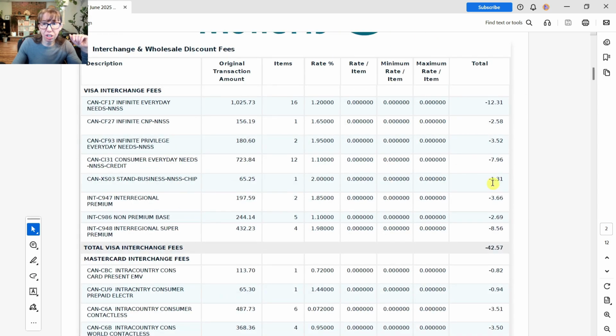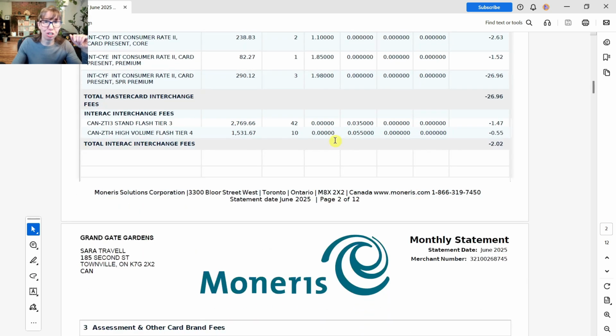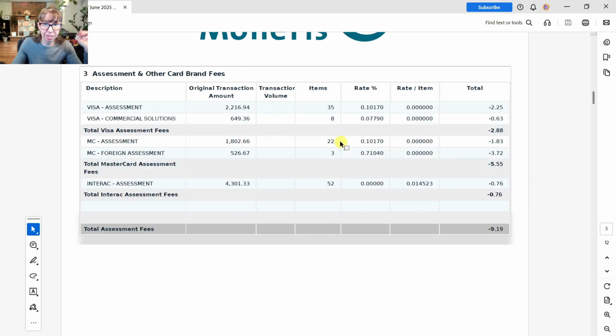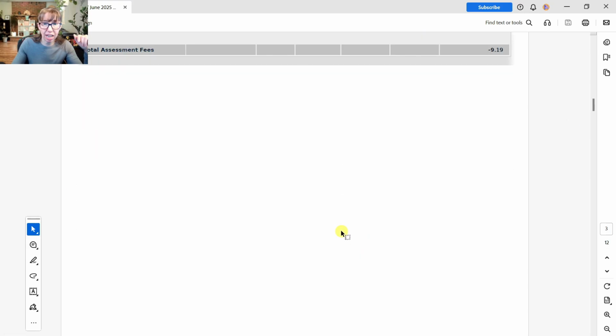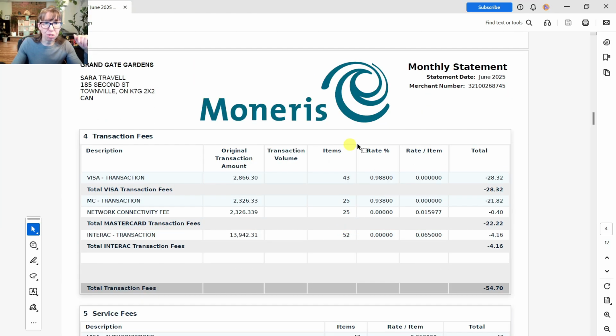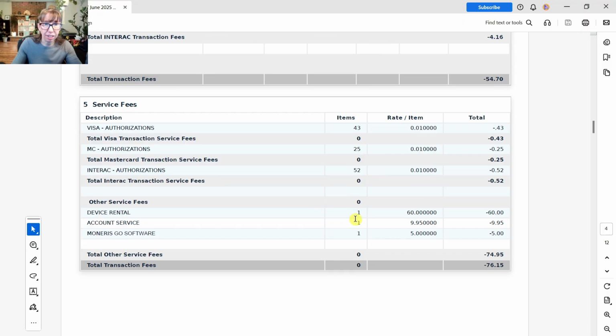So the totals aren't going to help us, and all of the different rates for all the different cards, that's not going to help us. I'm keeping my eye out for anything that says Moneris fees or HST, and I don't see that there. So here's transaction fees. I don't see anything there. Here's some service fees. And just a heads up, spoiler alert, I made the statement so I know, but this is the portion that has HST in it.